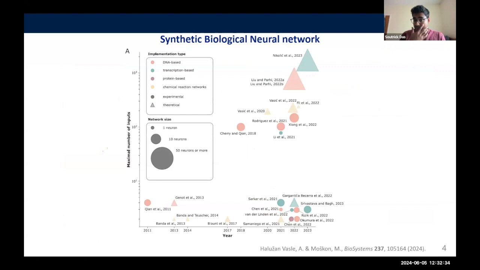One can look into this recent review article by Moshkin's group, where they demonstrate the year-on-year progress of synthetic neural networks. On the y-axis is the number of inputs they are using, which ranges from 1 to around 1,000. Most of them are based on DNA and proteins, and the neural network sizes have also increased.